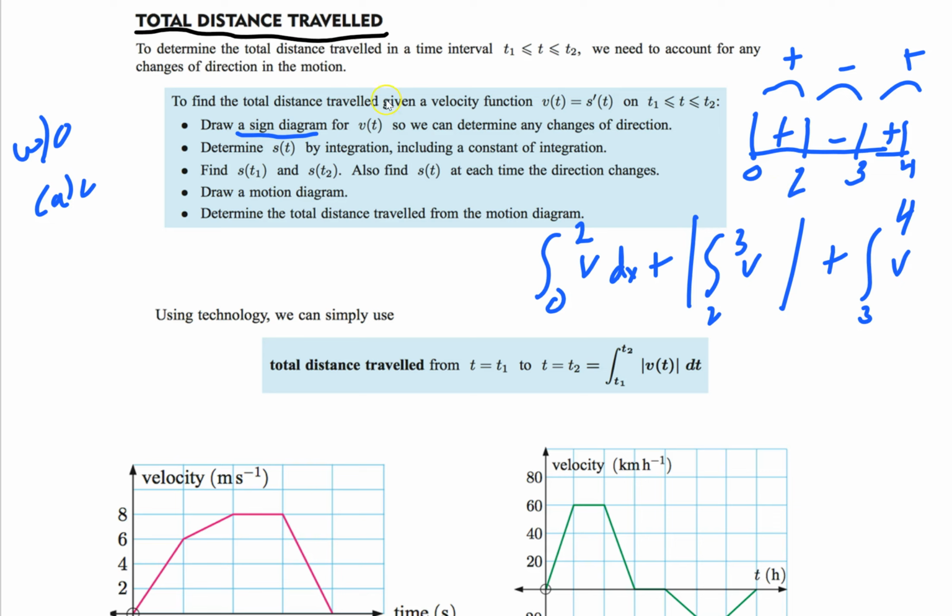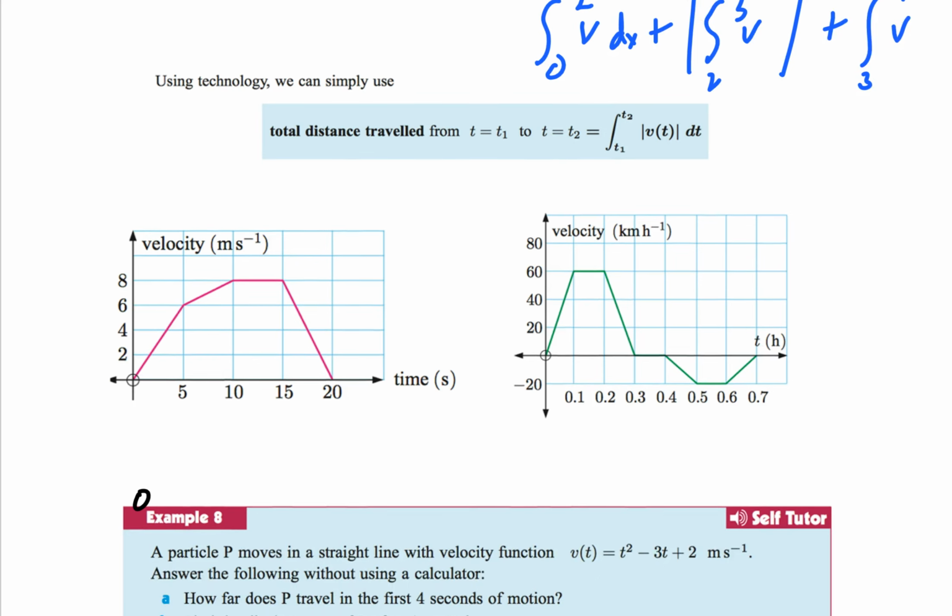So that's how we're going to find total distance traveled if we have to do it without a calculator. You have to do a sign diagram and then add up each little partition. If you have a calculator though, lucky for you, it's easy. All you have to do is use absolute value. Now, IB generally lets you do this with a calculator. So if you're trying to find total distance traveled, all you have to do is integrate.